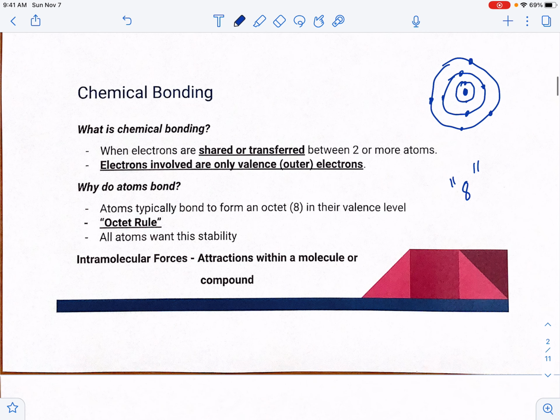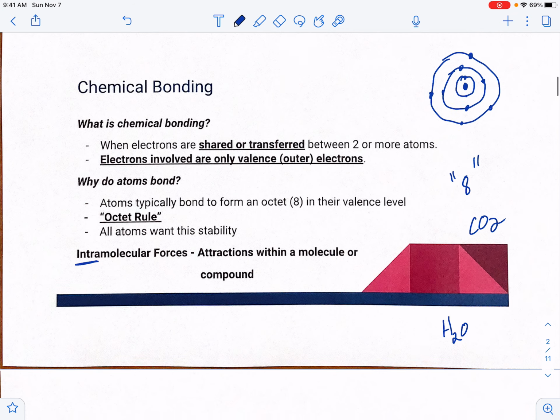Then you have a term called intramolecular forces. These are the attractions within a molecular compound. If you have something like H2O, there are intramolecular forces that are holding that H2O together. Same thing with something like CO2. There are intramolecular forces that are holding that compound together. Intra means within, so within that one compound, that's what's holding it together.